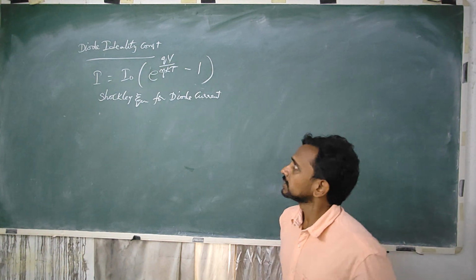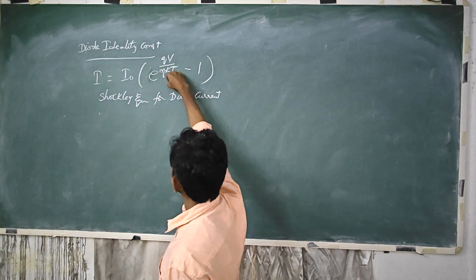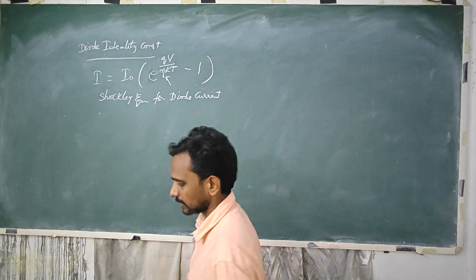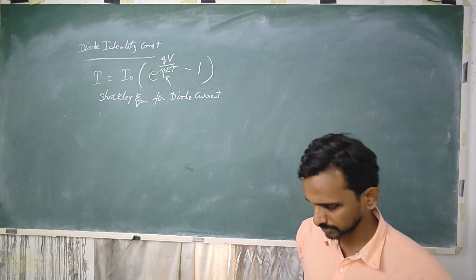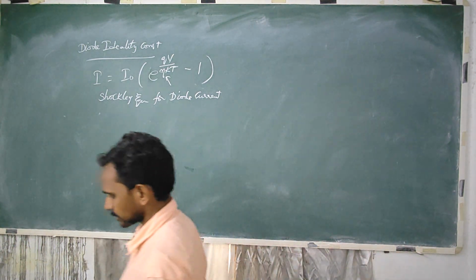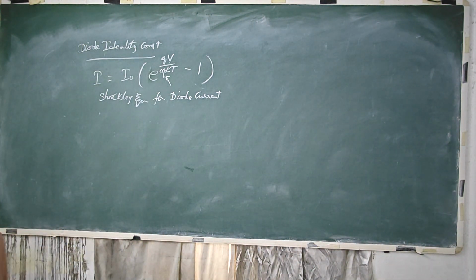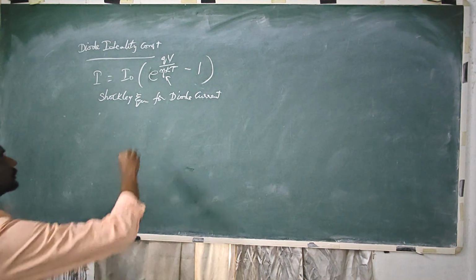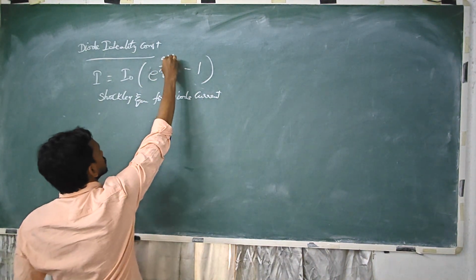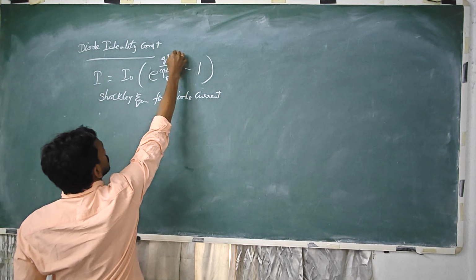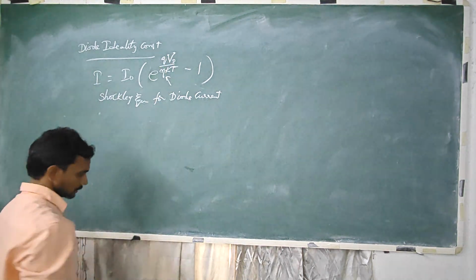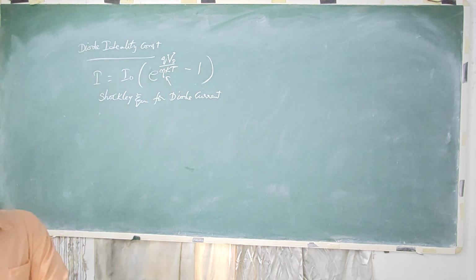Okay, so here eta is the ideality constant, which we need to determine for the given diode. And here V is the voltage applied. V or Vd is the diode voltage.